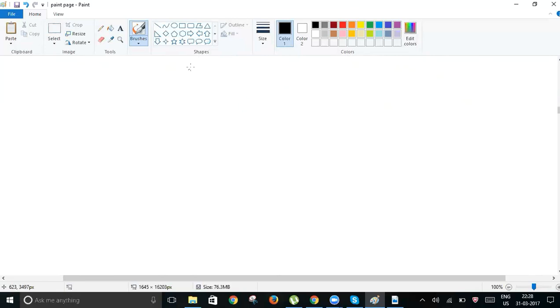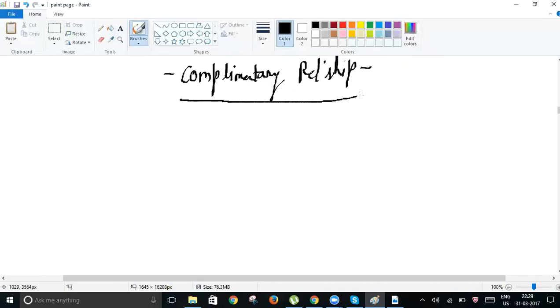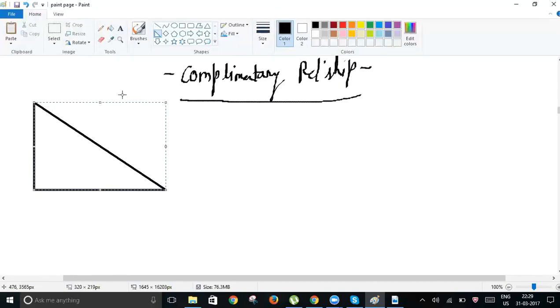This relationship is called the complementary relationship. We are going to discuss the complementary relationship in trigonometric ratios. What is this complementary relationship? I just continue with the previous example. I'm drawing the same triangle here, the same triangle that we have just finished.